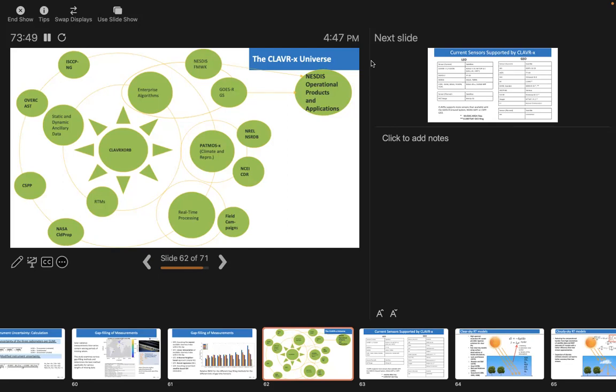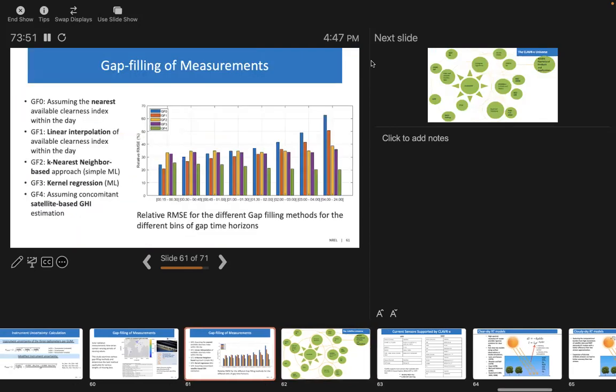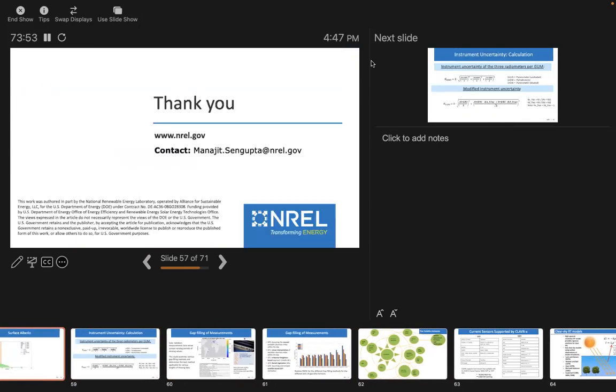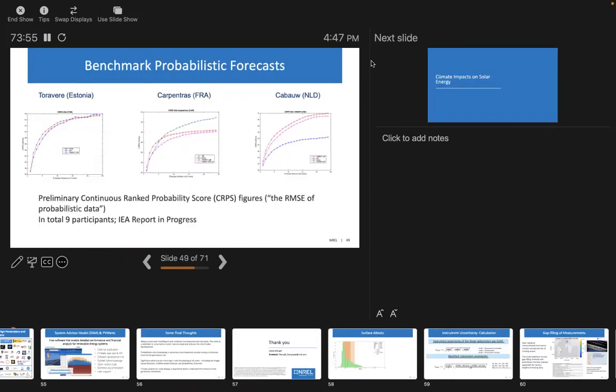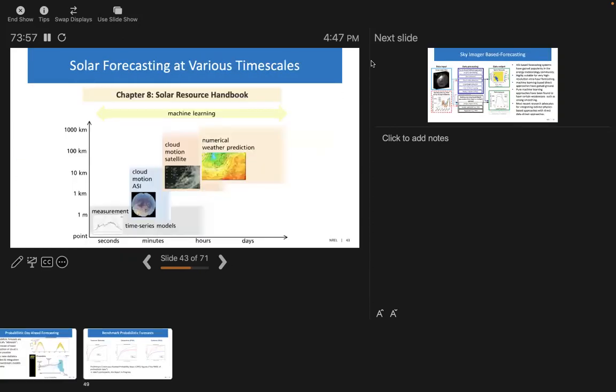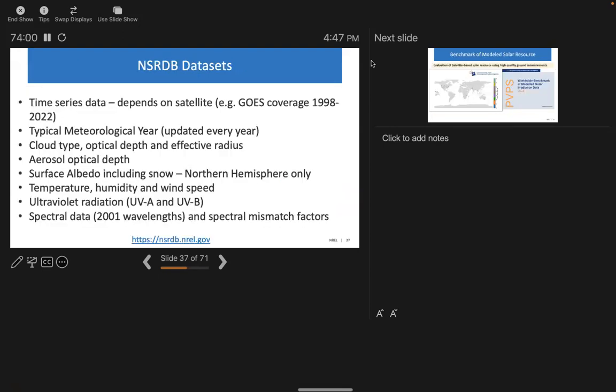Okay. And can you go back to where you first showed the model? You showed a map of the entire world, the irradiation map. And the next slide was something about modeling.